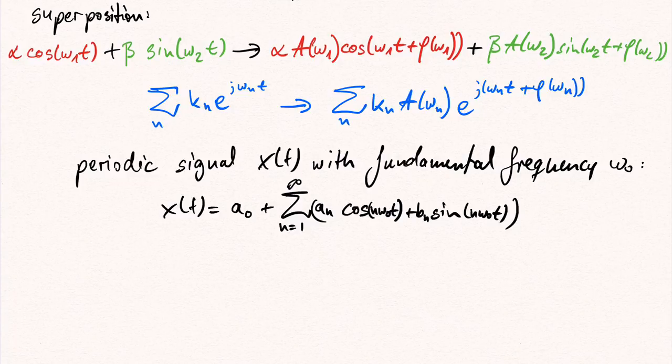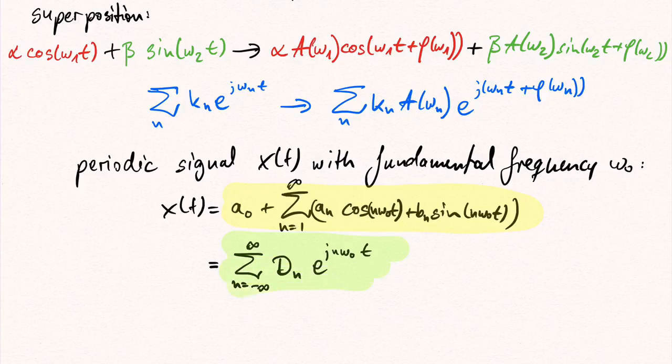Or we can also express this periodic signal x of t as an infinite sum, this time the sum going from minus infinity to infinity, of d n's times complex exponentials, which also have frequencies that are multiples of omega 0. The first way of writing x of t as a weighted sum of cosine and sine terms is called the trigonometric Fourier series. The second expression, which writes x of t as a sum of complex exponentials, is called the exponential Fourier series.